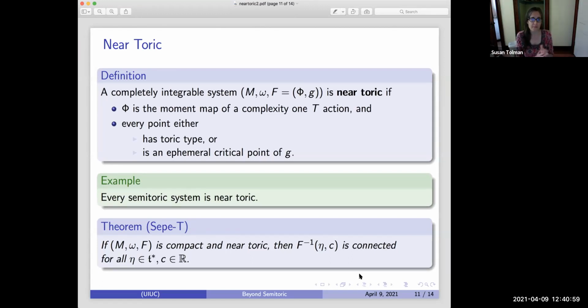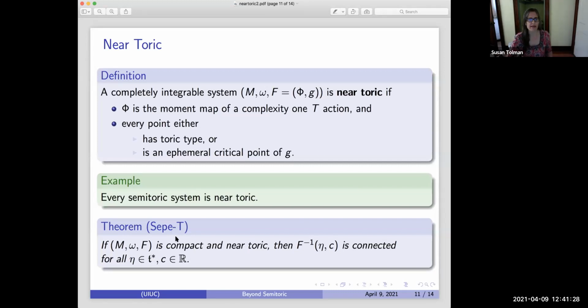And our main theorem is that if you have a completely integrable system which is compact and near toric, then all the fibers are connected. Oh, I said F, eta, and T star, but you could do R^(n-1). And T star is R^(n-1), so that's all good. Okay. I don't know if there are any questions there.